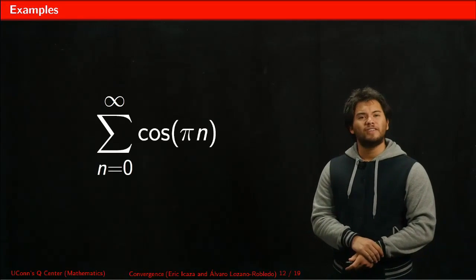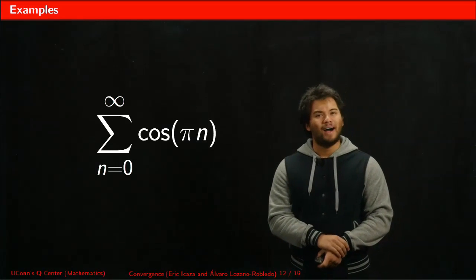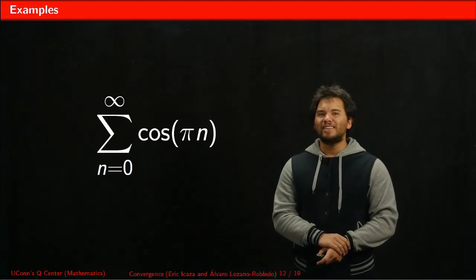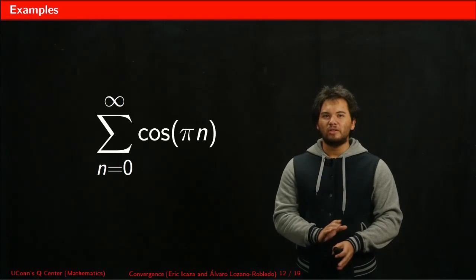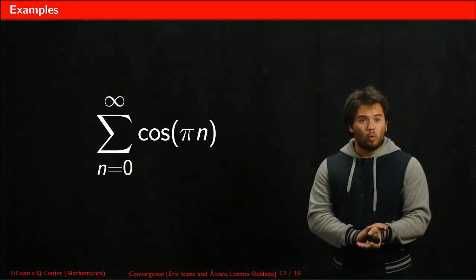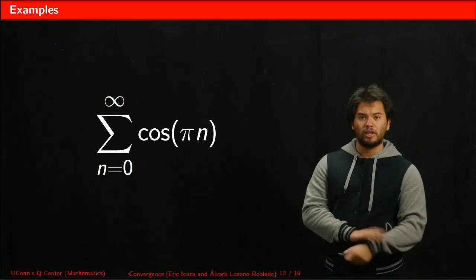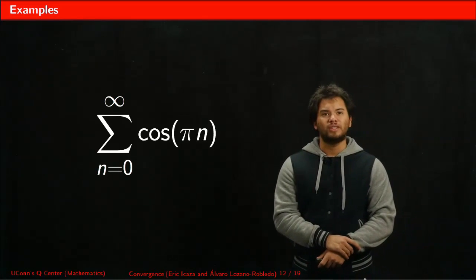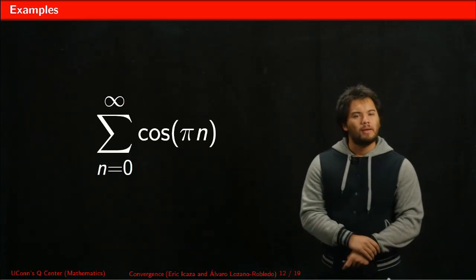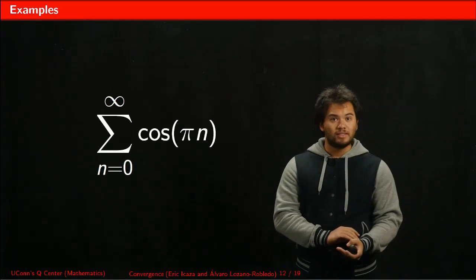The next infinite series we want to look at is the sum from n equals 0 to infinity of cosine pi n. Now, something like this seems a little weird, so we want to write out the first few terms. If you don't know what the series is going to look like, or the partial sums are going to look like, you might want to write out a few terms and see if you can notice any patterns. So what I'm going to do is start plugging in values for n and see what each term looks like.